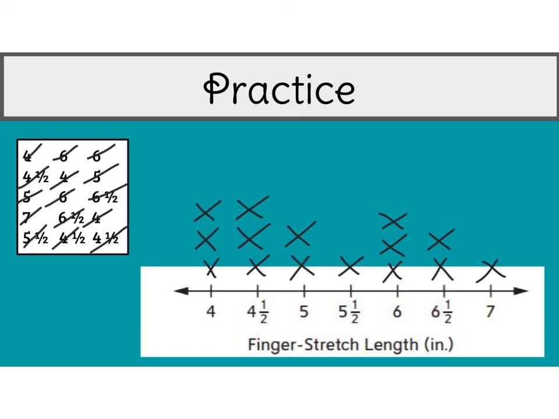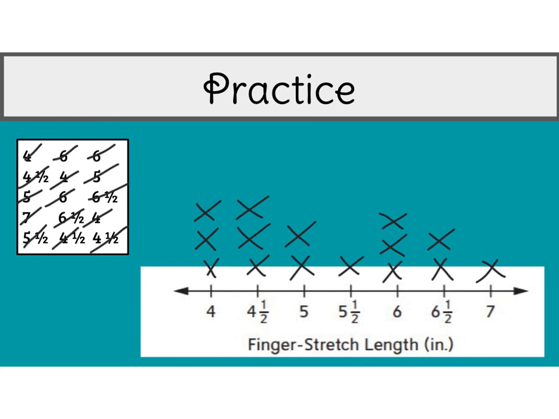If we asked how many people had a finger stretch length between 5 and 6, so here's my 5, here's my 6, I would then count 1, 2, 3, 4, 5, 6 people fell into that category. Or if we were to ask the question, which one had the most? Well, we have 3 numbers that have the most, right? We had a 4, 4 1/2, and 6 all had 3 people.